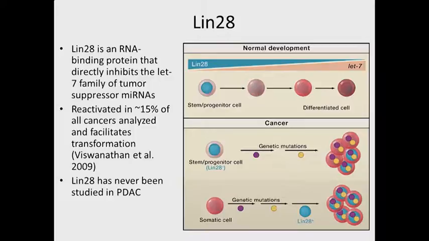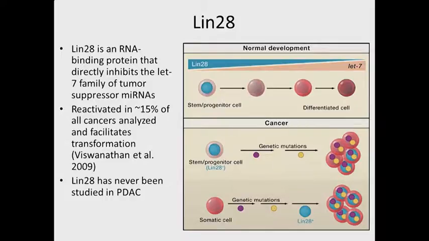In normal development, during differentiation, Lin28 levels are reduced and there's a reciprocal rise in the LET7 levels. So although Lin28 is normally silent and absent in normal healthy adult tissues, it can become reactivated in 15% of cancers analyzed and facilitates transformation, thus defining it as an oncofetal protein. However, Lin28 has never been studied in PDAC.